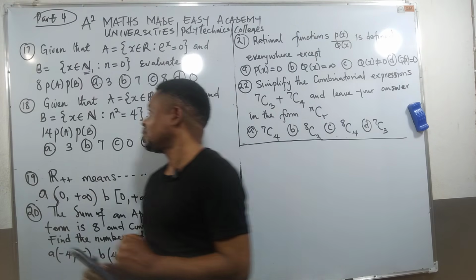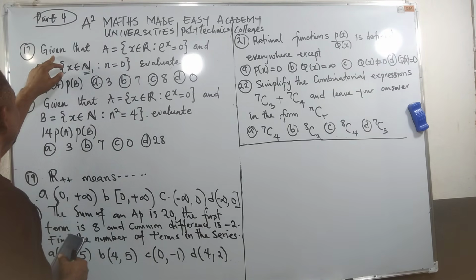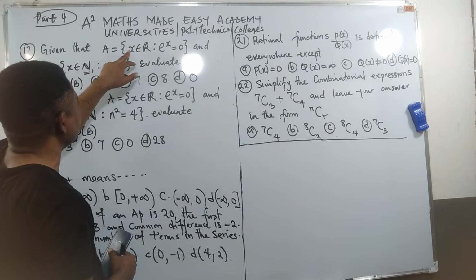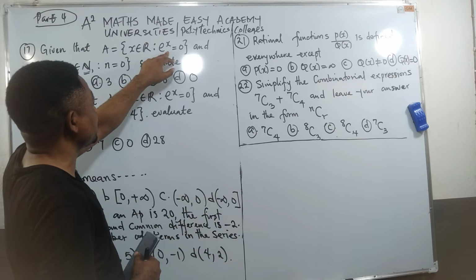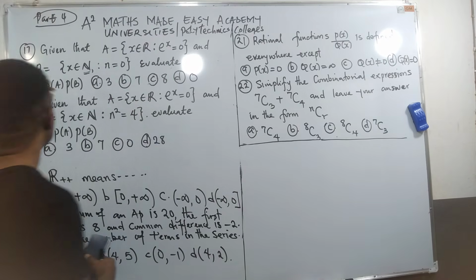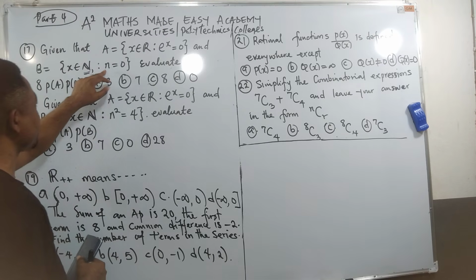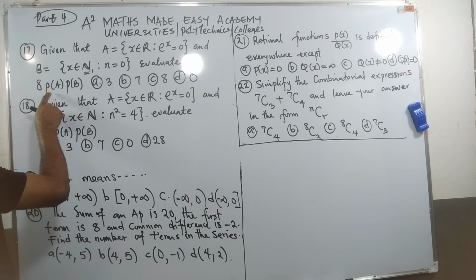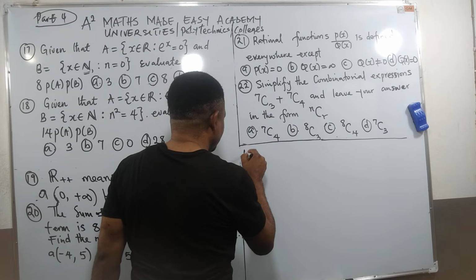Stay tuned. Now, look at question number 17. Given that A is a set of x, which is a member of real numbers, such that e^x is equal to 0, and B is a set of x, which is a natural number, such that n is equal to 0. Now the question says evaluate 8 P(A) P(B). Now what I want you to understand is this.